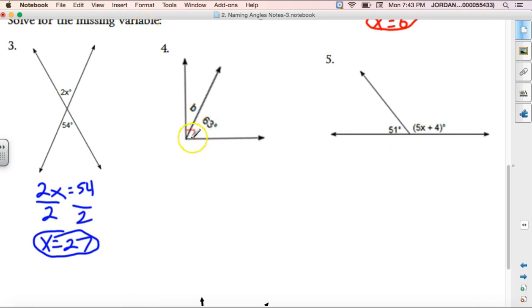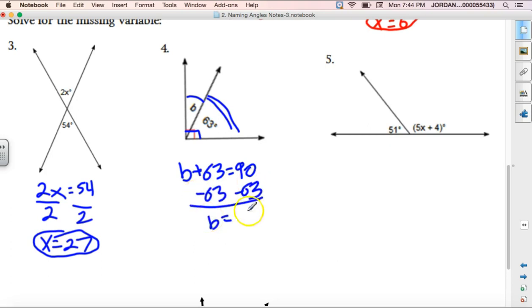All right, on number 4, this is important. We see this angle mark right here, which means that this whole angle is 90 degrees. So we're going to do segment addition by saying this part plus this part should equal the total 90. So one part's B plus the other part 63 has to equal 90. Then you just subtract 63 from both sides. So B is going to equal 90 minus 63, which is 27. So that one's also 27.